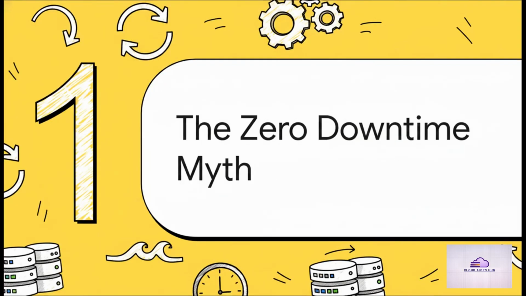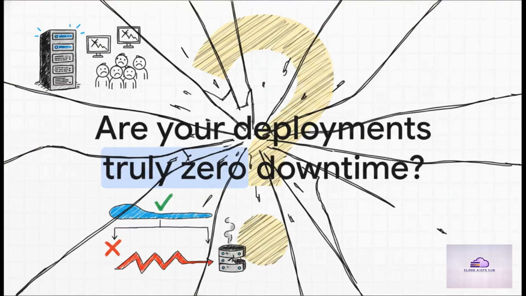Okay, so first things first, let's dive in by tackling a phrase we all hear and probably use all the time: zero downtime. I want you to really think about that for a second. Are your deployments actually truly zero downtime? I mean, most of us say they are. But if even one of your users sees an error page during a release, a single timeout, a broken image, then it's not. It's just not zero downtime. That one little failure, that's the crack in the whole system.